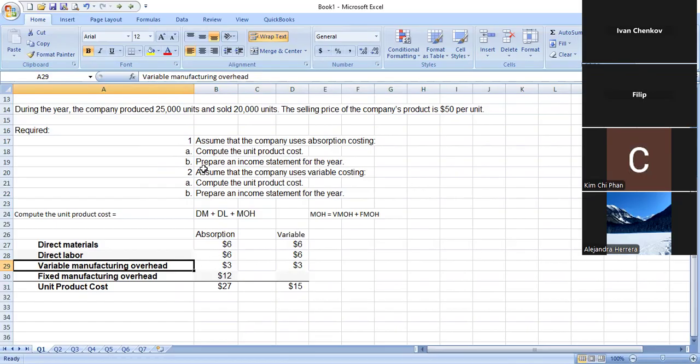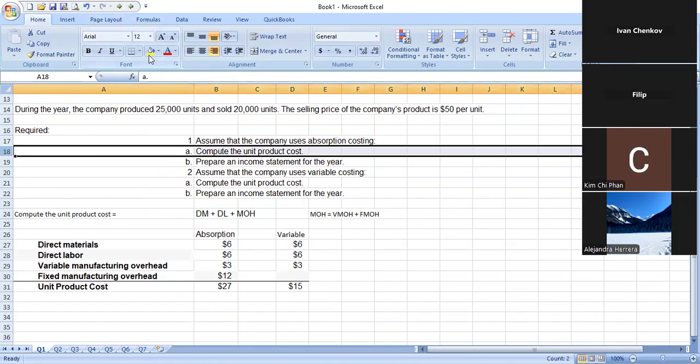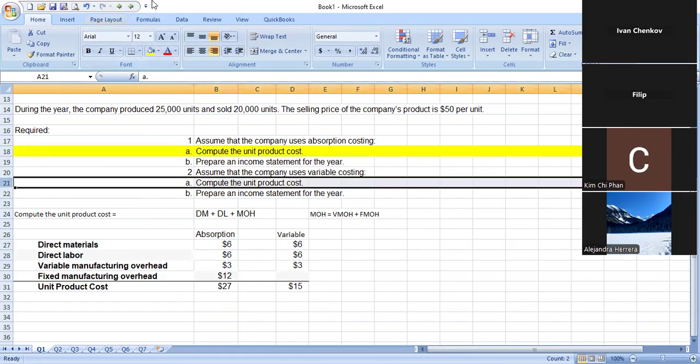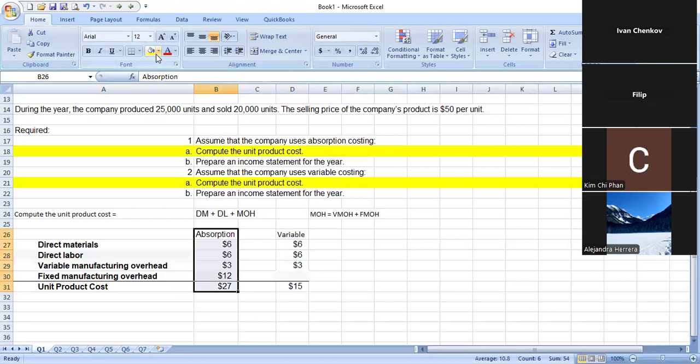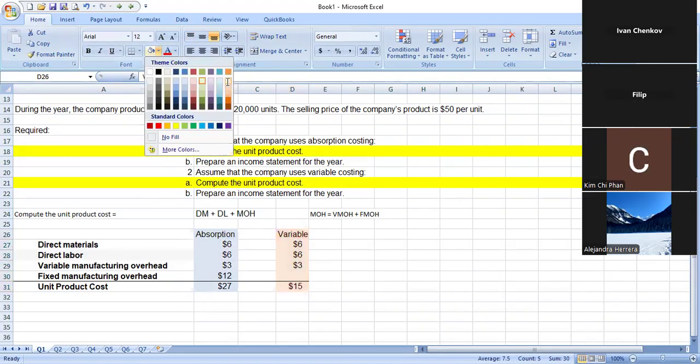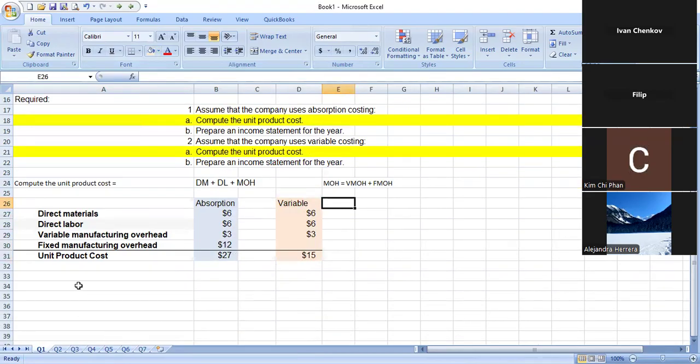Now, the next thing that we have to do is prepare the income statement. With this calculation, I simply cover this requirement and that requirement. So how much is my unit product cost using the absorption? $27. How about variable? If I'm using variable, how much is my product cost? $15. Can you guys see it? Do you understand how we get it? Yes. Perfect. So now we have to prepare the income statement.